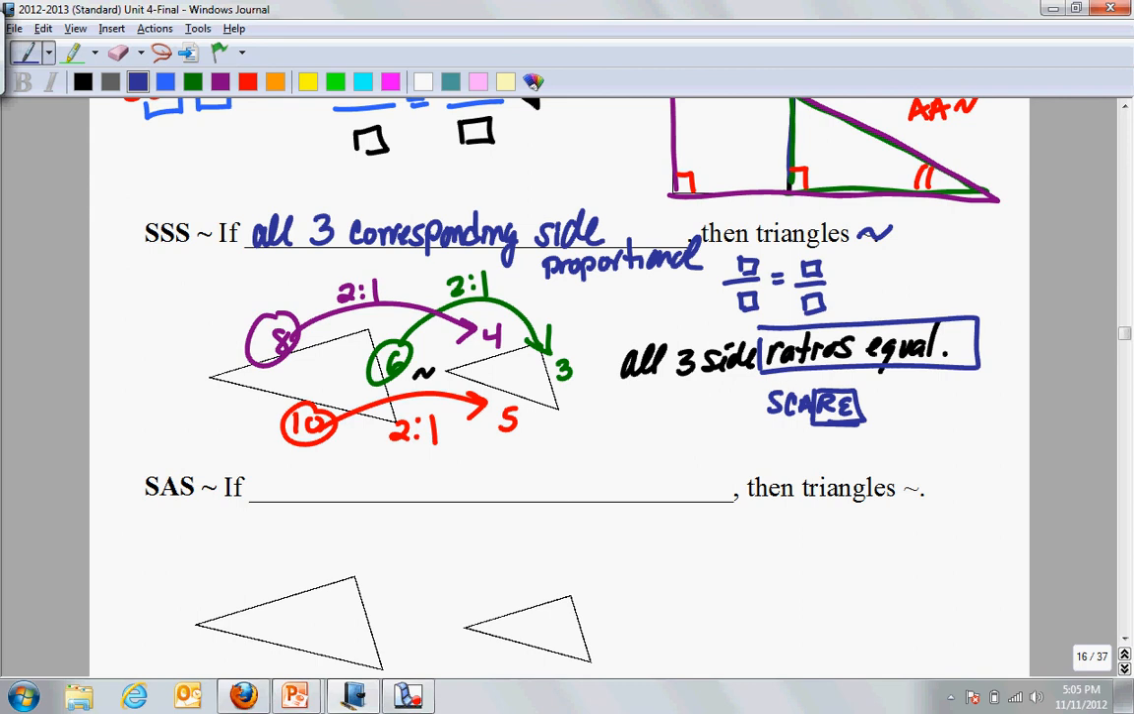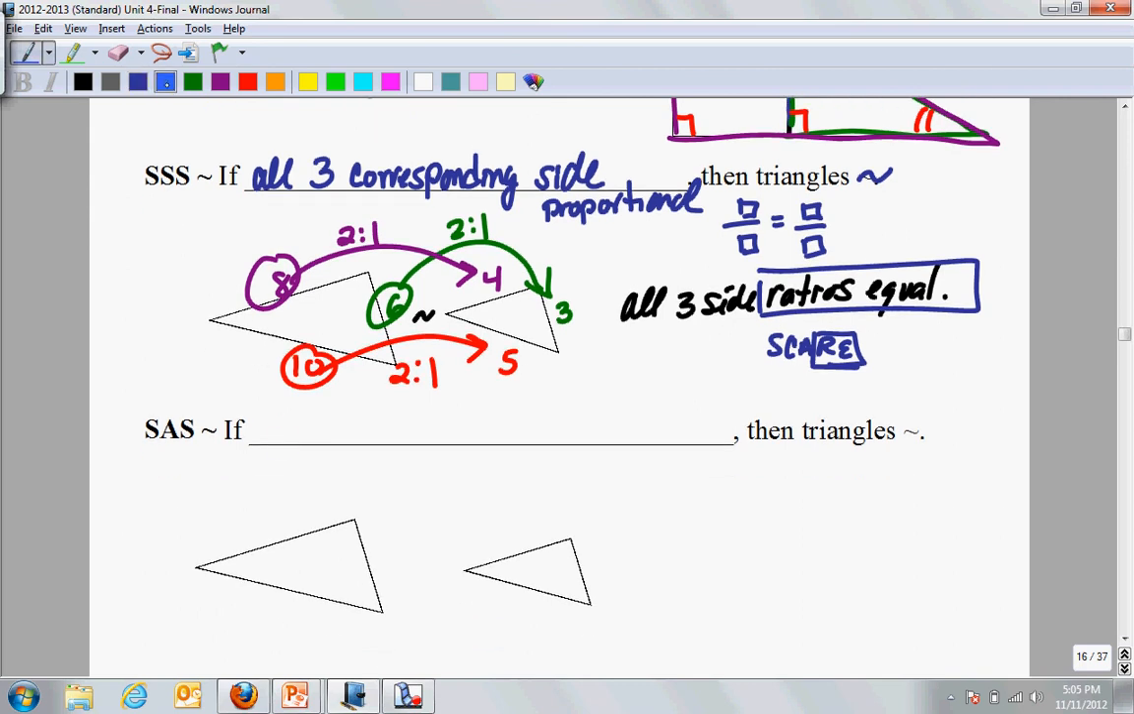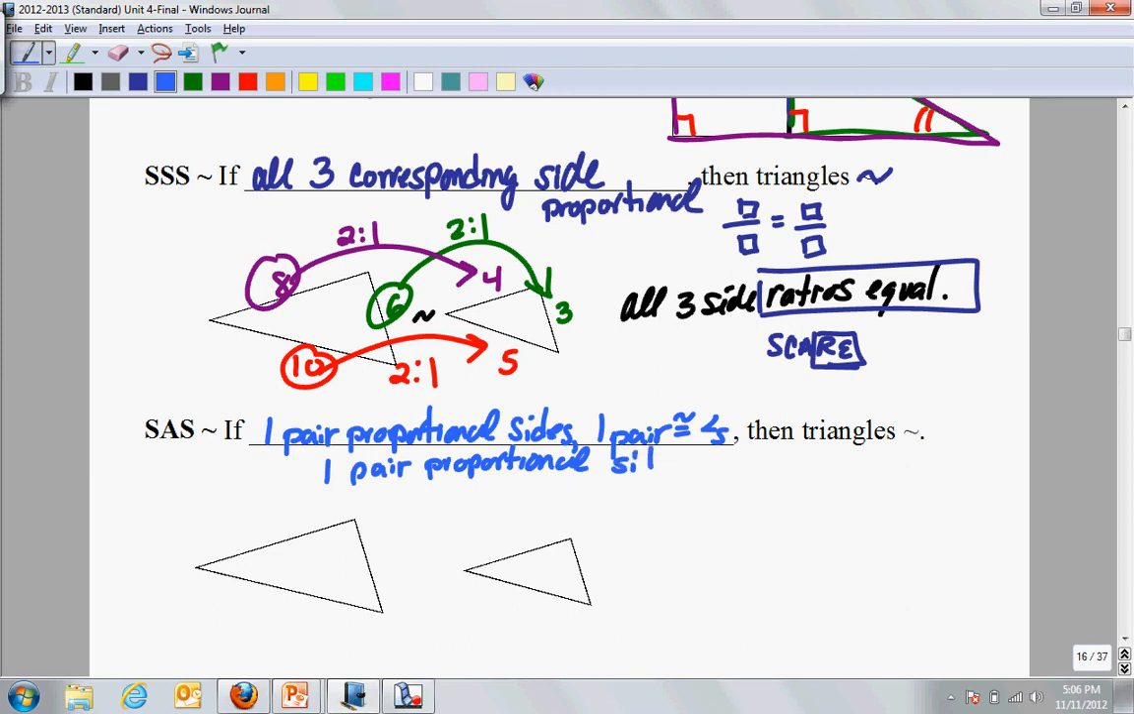That's a similarity. The last one says, if you have one pair of proportional sides, one pair of congruent angles, and then one pair of proportional sides again, then the triangles are similar. This is called side, angle, side similarity. I'll give you an example as soon as you get that written down.